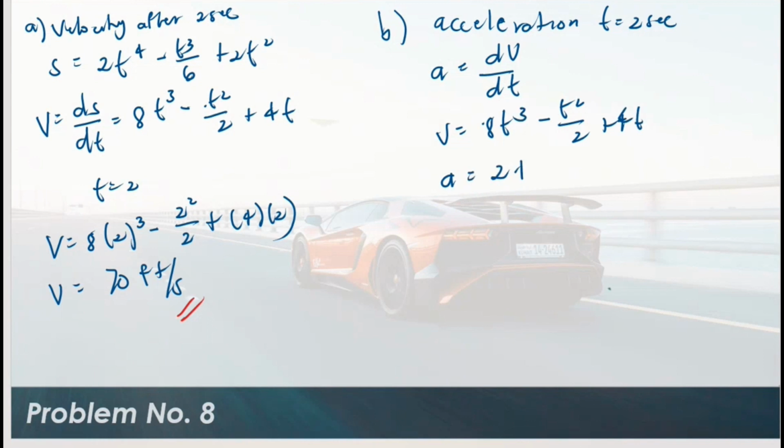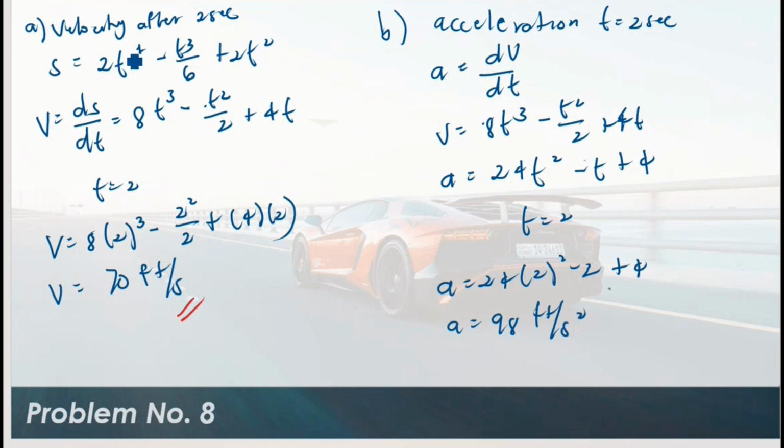So this will become 24t squared minus t plus 4. Okay, substituting t is equal to 2 seconds, a is now equal to 24 multiplied by 2 squared minus 2 plus 4. A is equal to 98 feet per second squared. So this is our answer in problem number 8, in terms of its acceleration.